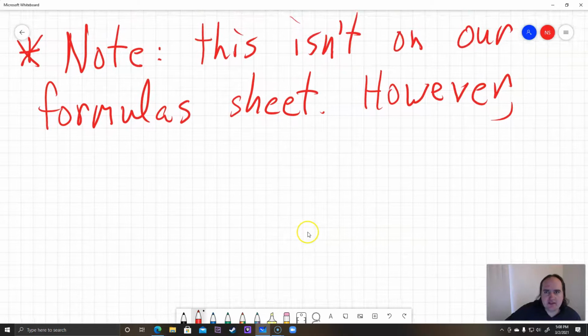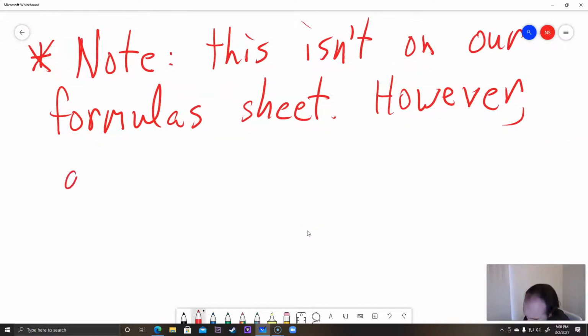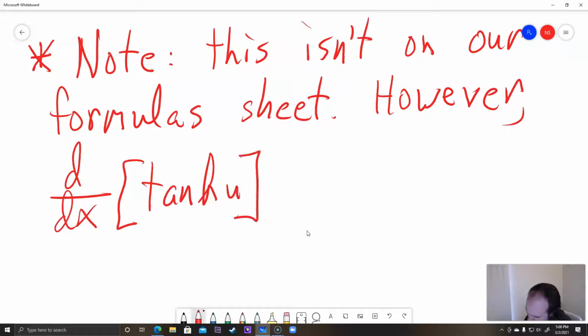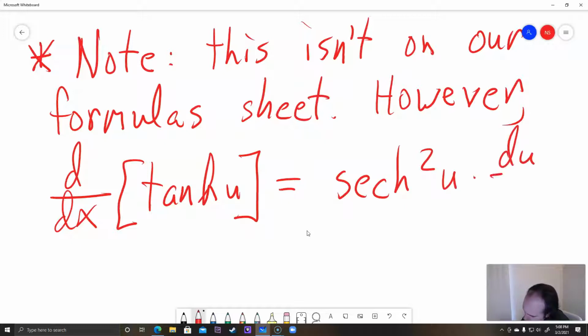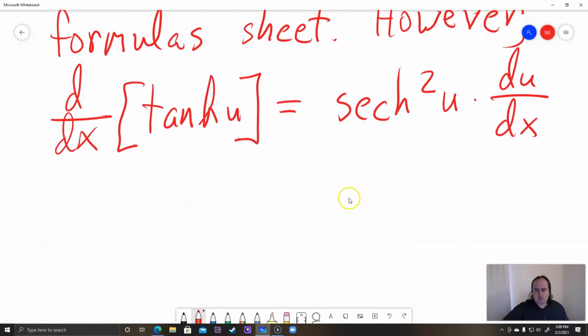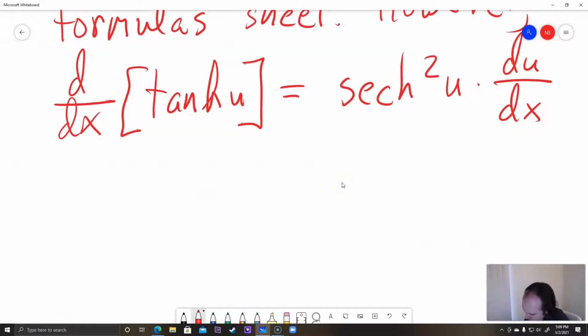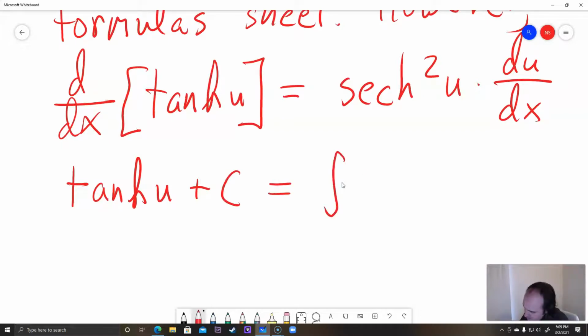Okay, that's the one we're going to use here. So d dx of tanh of u equals sec squared of u times du dx. If you just realize that derivatives and integrals are inverse operations, if I integrate both sides of this equation, then on the left side we're going to have tanh of u plus c equals the integral of sec squared of u du.